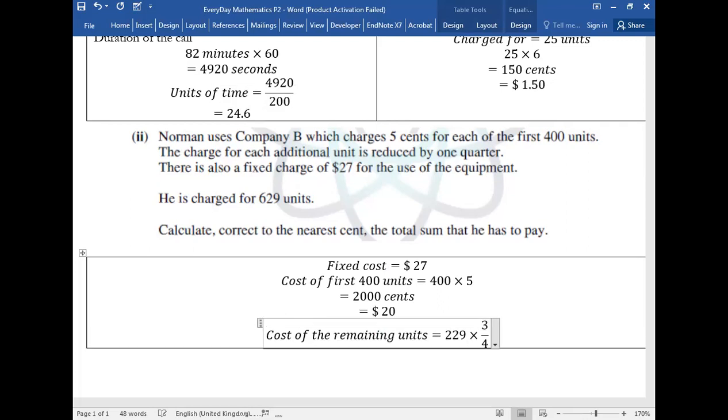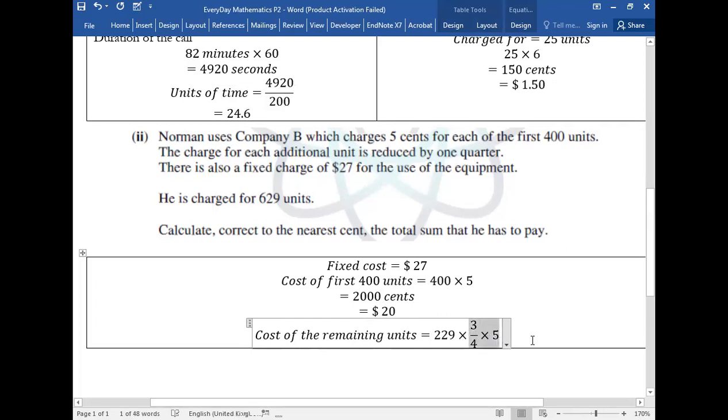If 1/4 has been reduced, you still need to pay 3/4. 3/4 of what? 3/4 of 5. Is that right? This is the new cost. This is the cost for the next 229 units. How did we get this cost? 5 was the charge, and 1/4 of 5 was reduced. So 3/4 of 5 is now to be paid for every unit. And how many units were charged in this way? 229 units. Is this clear?